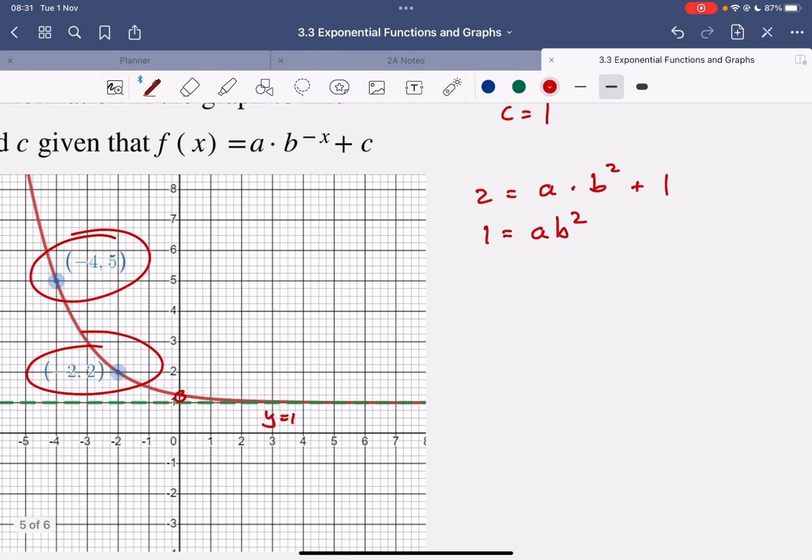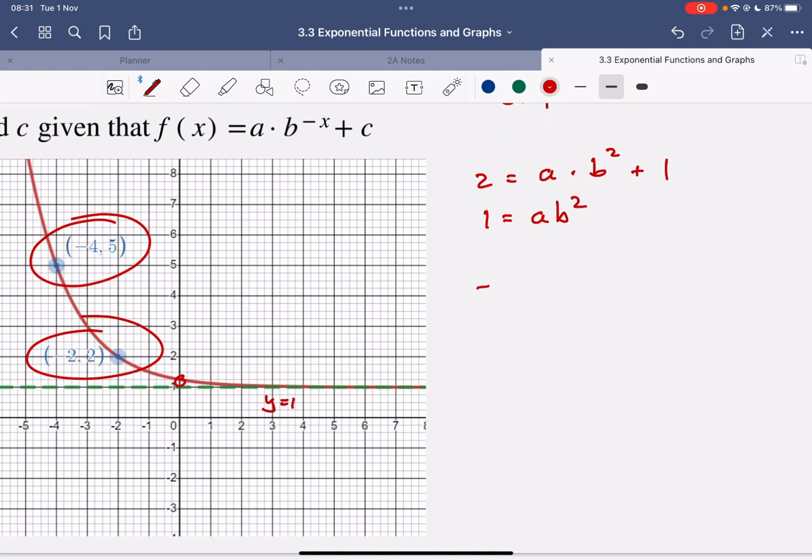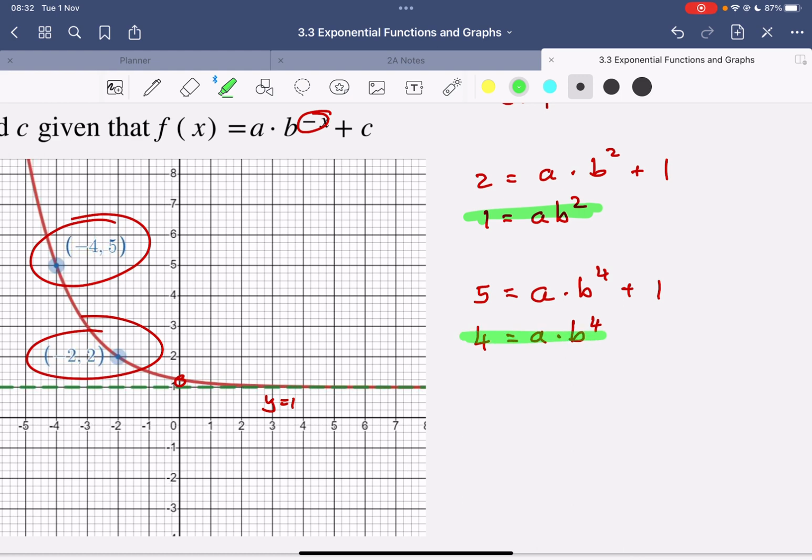Let's use the other point and see what happens. So that's saying that 5 comes out when I have A times B. B is -4, and we've got the negative, so it becomes B to the power of 4 plus 1. Bit of rearranging. 4 equals A, B to the power of 4. Okay, well now I have 2 equations, 2 unknowns. So it's definitely a simultaneous equation.